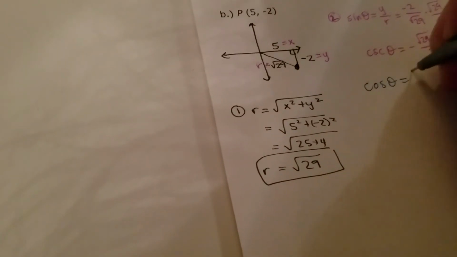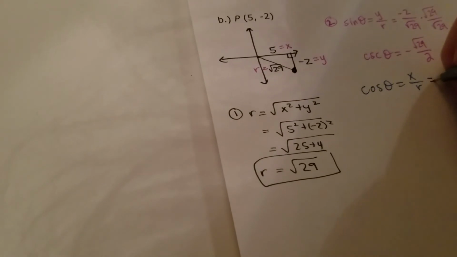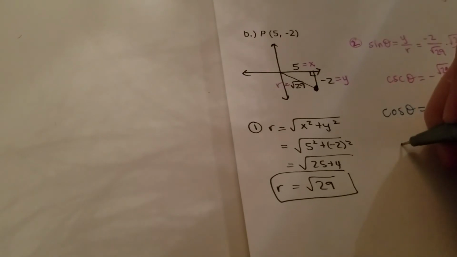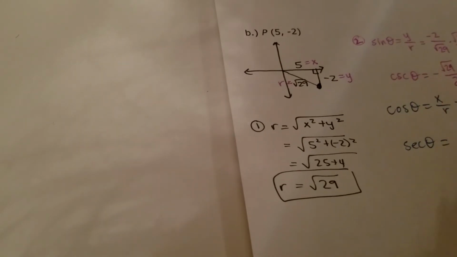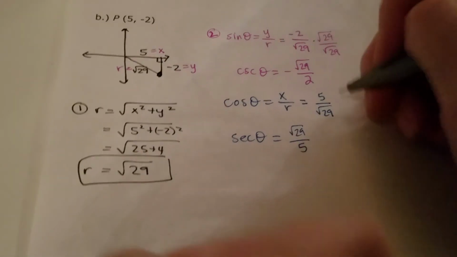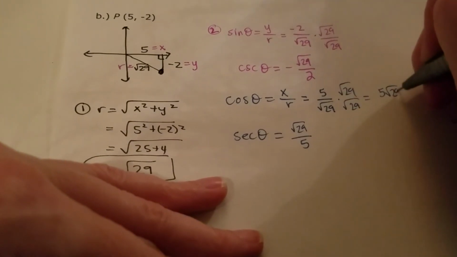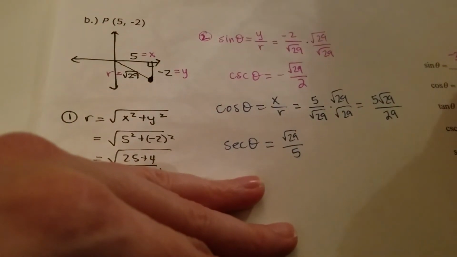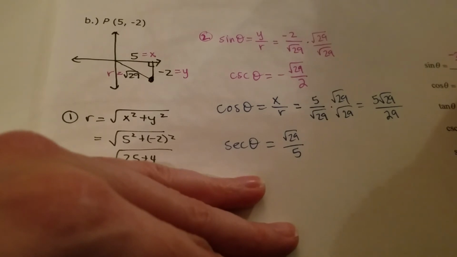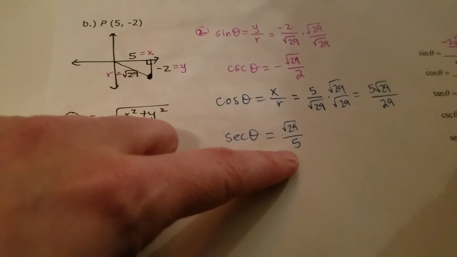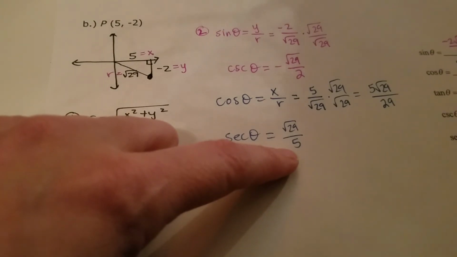So your cosine is x over r. So you have 5 over root 29. And then you know that the secant is going to be the flip. And then we just need to rationalize here. So 5 root 29 over 29. And again, those aren't going to simplify because they don't have any common factors. If both numbers are on the outside, you can reduce them if possible. But they either both have to be on the outside or both on the inside.